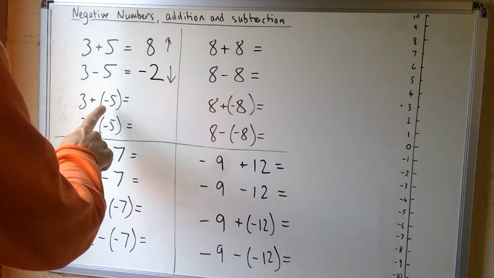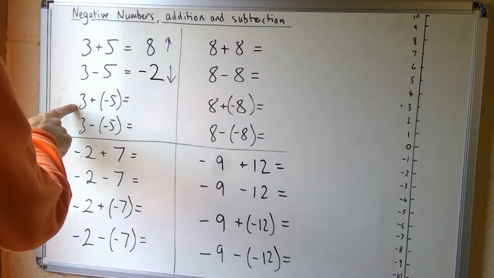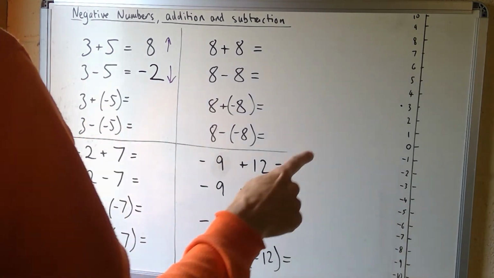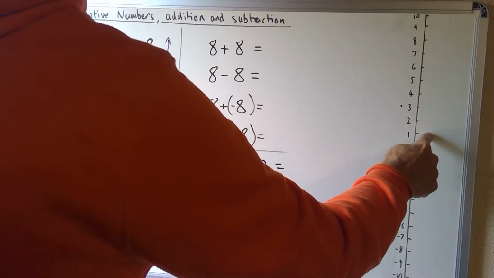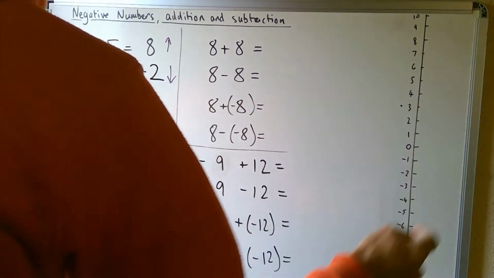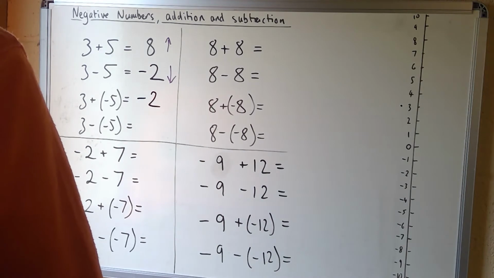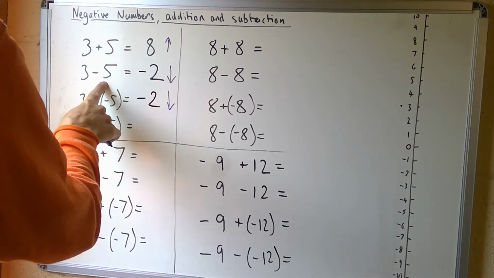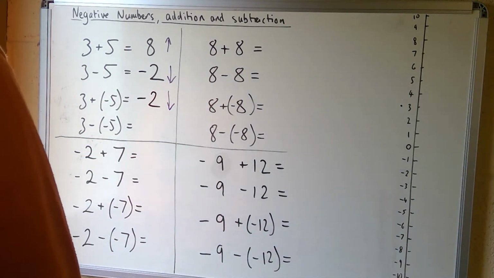My third one is adding negative 5. So if I'm adding negative 5, I'm still starting at 3, but I'm adding negative 5. A nice way to think about it is that adding negative 5 basically means go down 5. So I'm going to end up at negative 2 again. So I went down the number line. So you can see that actually taking 5 and adding negative 5 give me the same result.